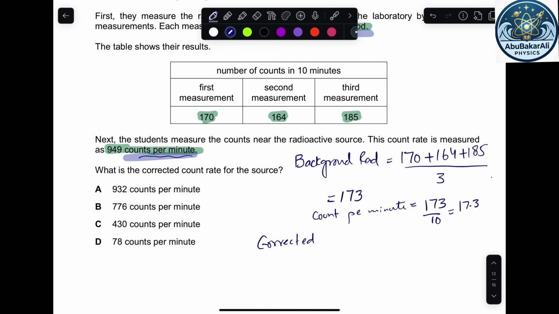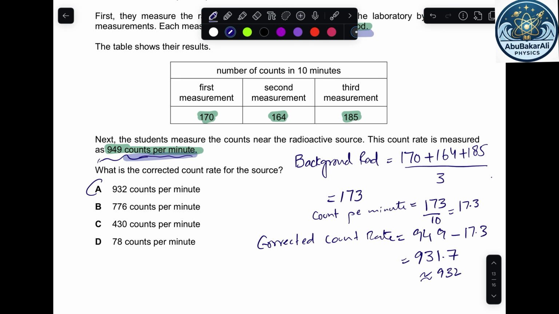Now the corrected count rate is the reading that I am getting, 949, minus the background radiation. So it is 949 minus 17.3. That will be 931.7, which can be written as 932. It's option A that is correct.